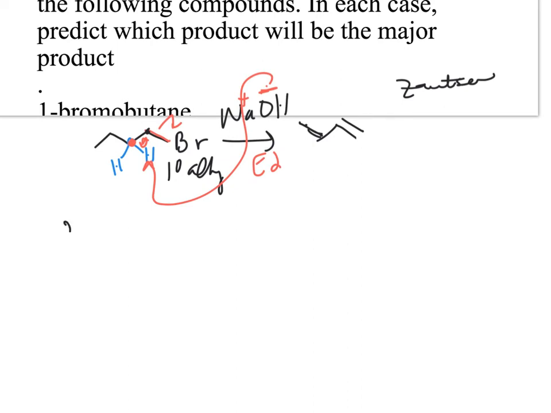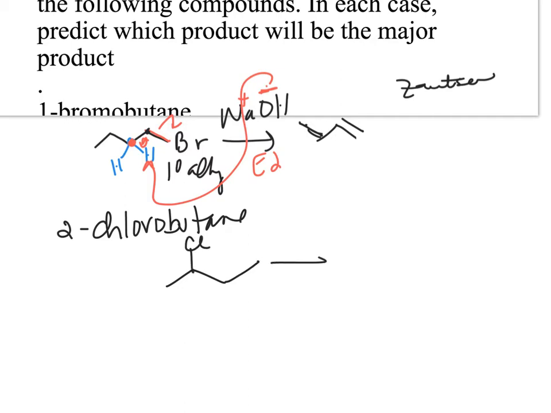The next one is 2-chlorobutane. So let's draw 2-chlorobutane, and you're going to react this with sodium hydroxide. Once again, you have a very strong base, so these are all going to be unhindered. You have a strong, unhindered base, it's all going to be Zaitsev. Okay, strong, unhindered, it's going to be E2 Zaitsev.